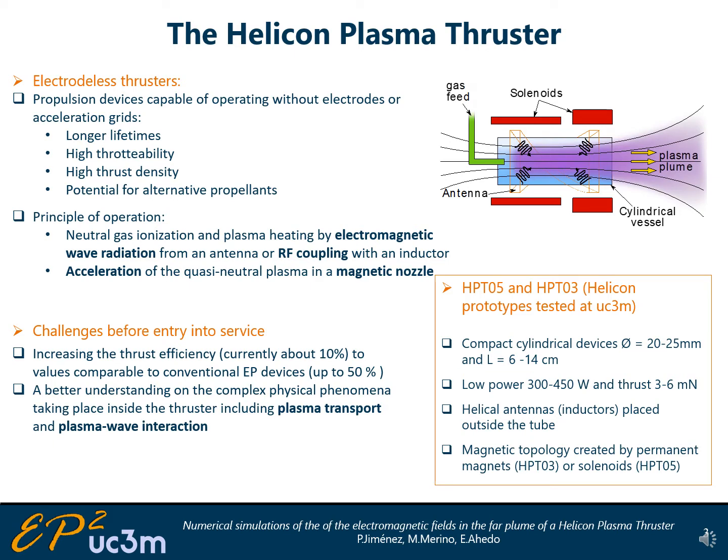At the Plasma Physics and Space Propulsion team, we work mainly with devices for small satellite propulsion, with powers ranging a couple of 100 watts and thrust in the range of millinewtons. There are still several challenges before entering into service. The main one is increasing the overall efficiency of the devices, and for that we want to understand the physics better. An important part of this physics is the radio frequency coupling, or the wave propagation and absorption inside the plasma, and this work will focus on that.